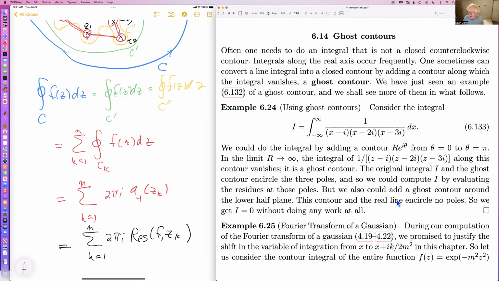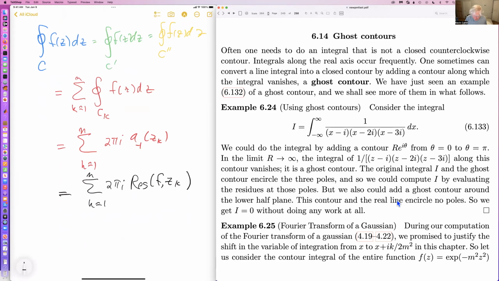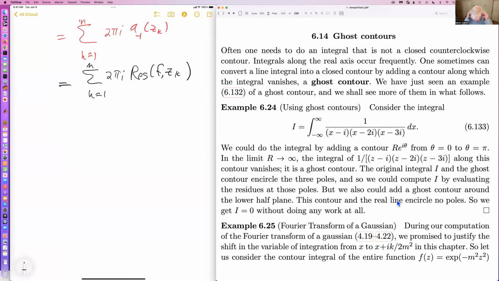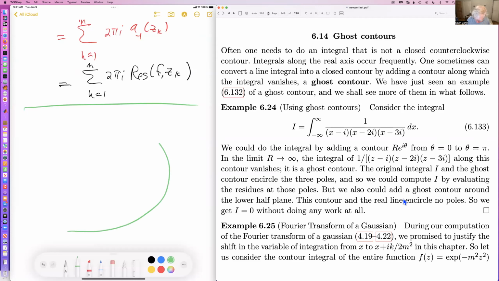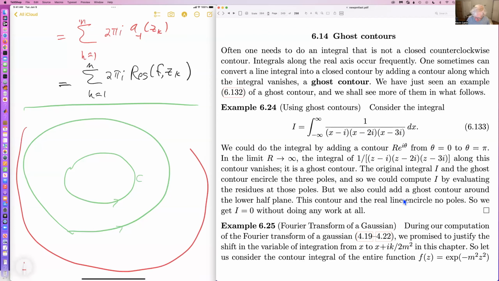The next topic is one of my favorite topics because it's one of the most useful things. And it's what I like to call ghost contours. The idea is that sometimes we have an integral here. Let's suppose, first of all, we have an integral of f of z around one contour c. And if there are no singularities out here, we can make it bigger. And then eventually, we can send the contour off to infinity.